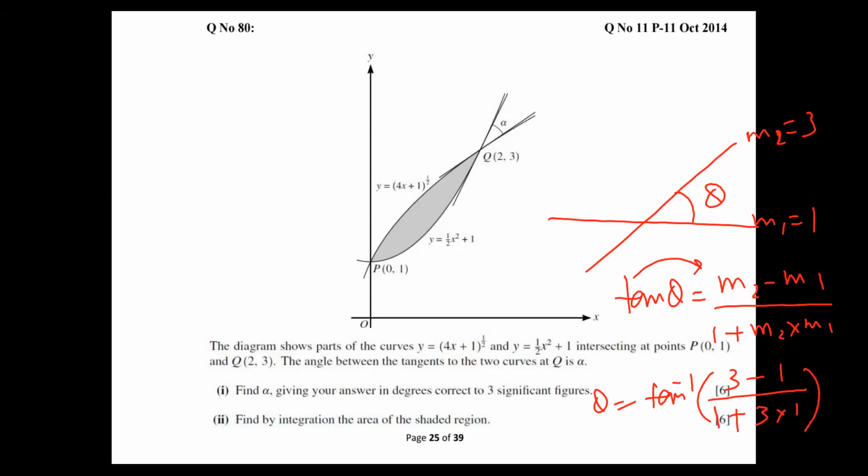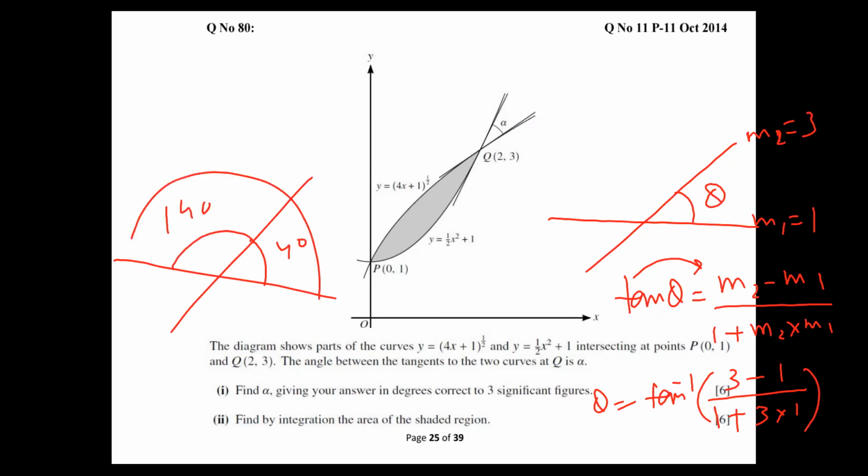The angle between them is called the acute angle, but the other angle is not called acute. The reason is very clear: whenever we have an angle, let's say 40 degrees, the other is 140 degrees, because adding them gives 180 degrees. So we're looking for the acute angle. Acute means less than 90.